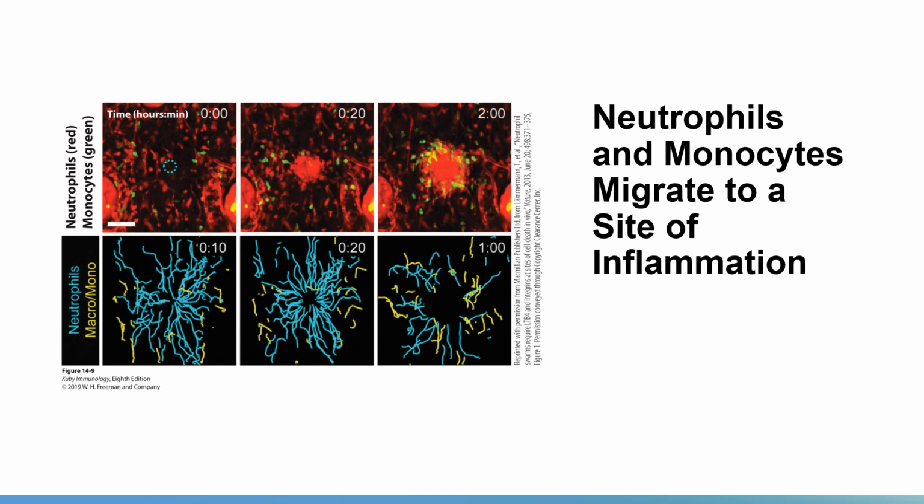So this is where the antigen or the pathogen occurs. You can see that it gets swarmed by the neutrophils first, and then later those monocytes in green come into the area and attack as well.